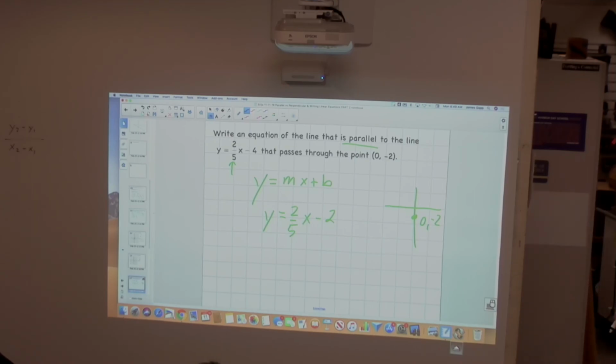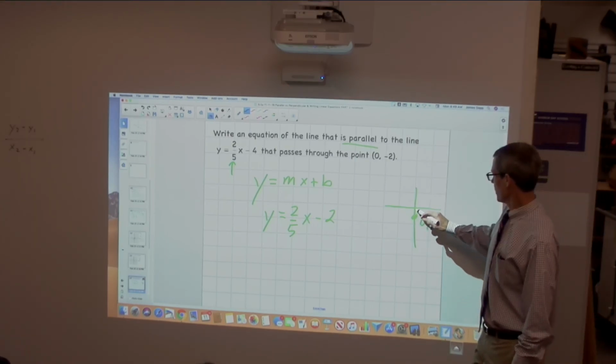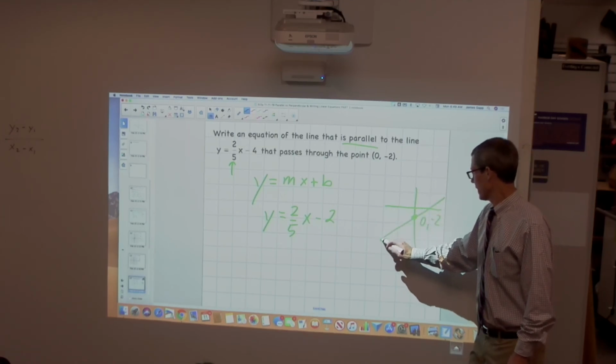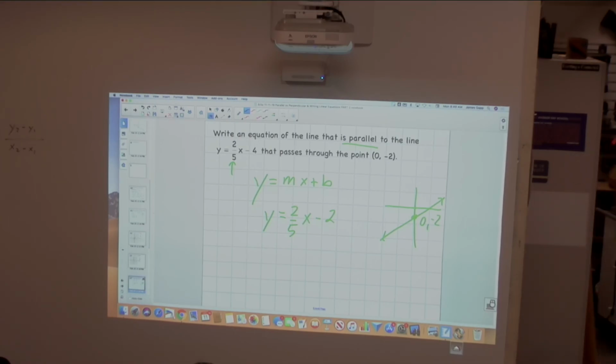This is what the line would look like. The line would have slope 2/5, so up 2 over 5, something like that, plus or minus. It's hard to do with these giant graph squares.